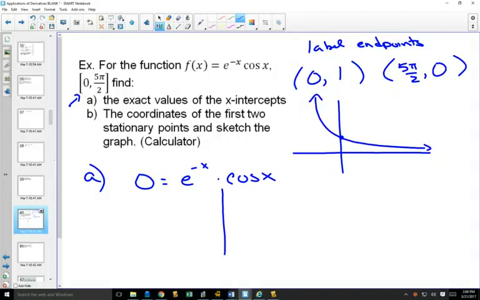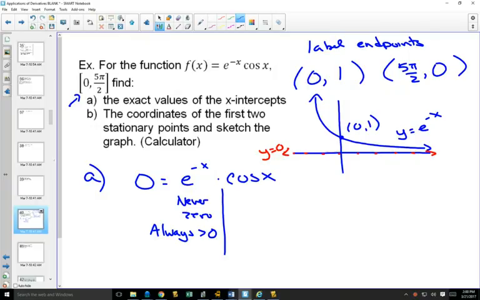It is an e to the x graph flipped over the y-axis. It'll go through the point 0, 1. It will have an asymptote here at y equals 0. If that's my graph of y equals e to the negative x, does it make sense that this side here is never 0? It's always positive. Not only is it never 0, we can also make a note that it's always greater than 0, or always positive.